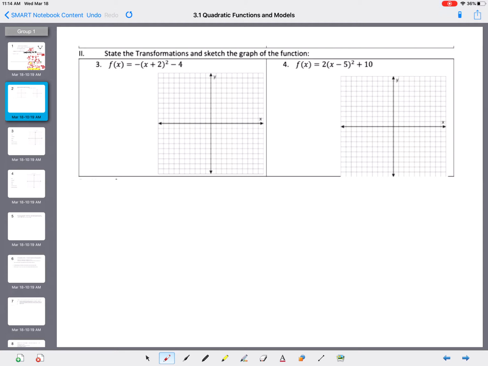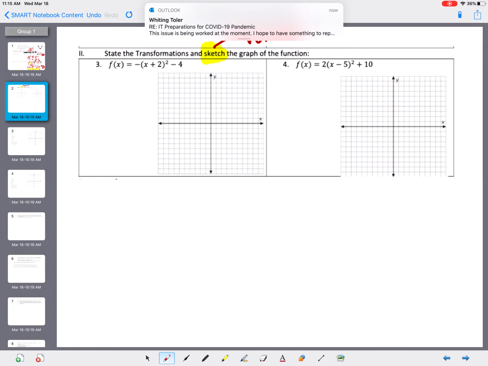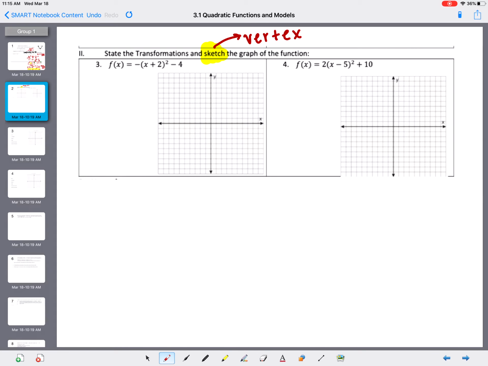Now, the second part that should also be a review is stating the transformations, and we're going to sketch the graph. Okay, by sketching, the only points that I'm going to care about here are my vertex points. I know I have a very specific graph with all these ordered pairs, but I'm only going to care about my vertex for sketching. When we get into number 5, if you kind of look further down, that's when we're actually going to graph the entire function without sketching. Okay, so this should be a review.